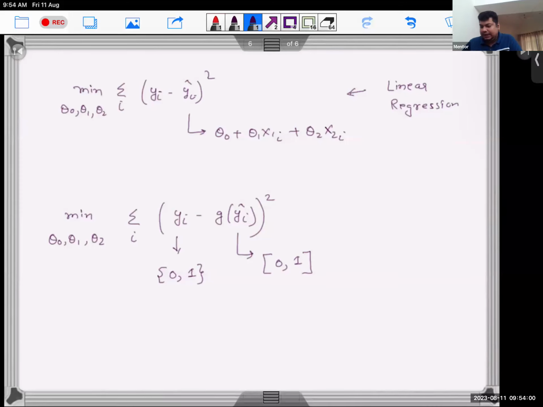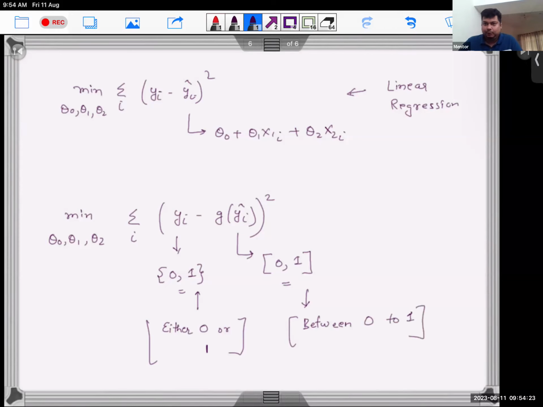Just keep in mind that g of yi hat is in the range of 0 to 1. This representation means either 0 or 1. They are discrete categories. This is between 0 to 1, including 0 and 1.